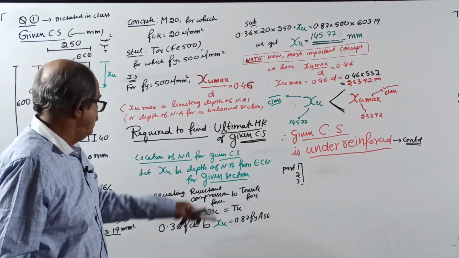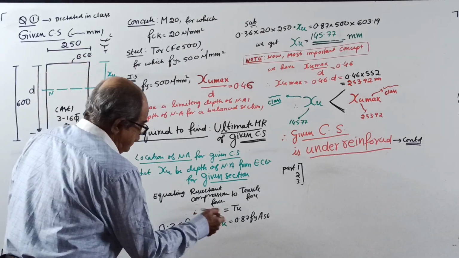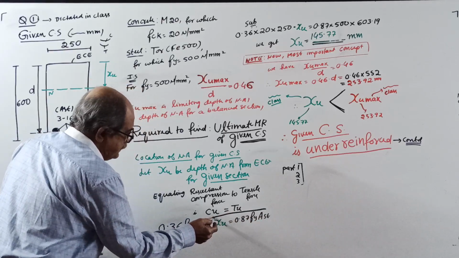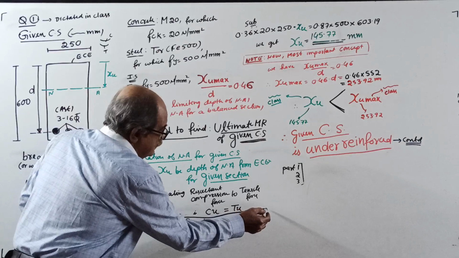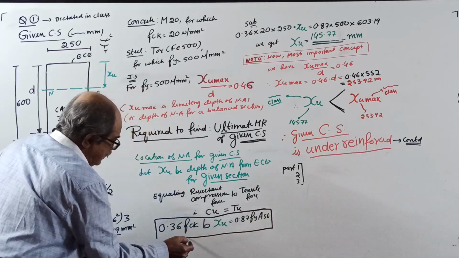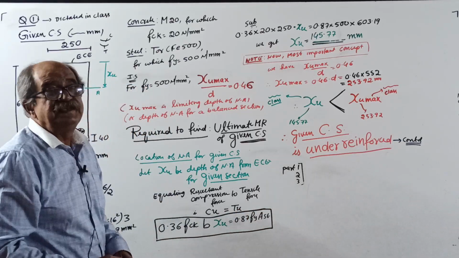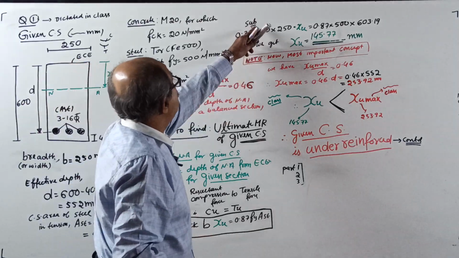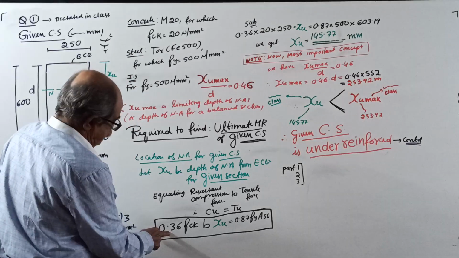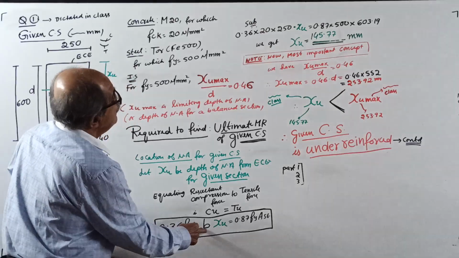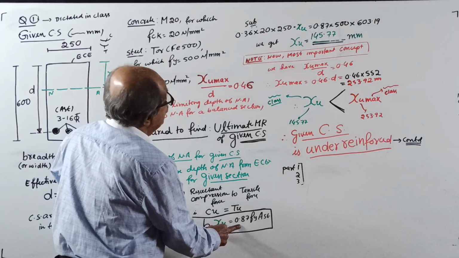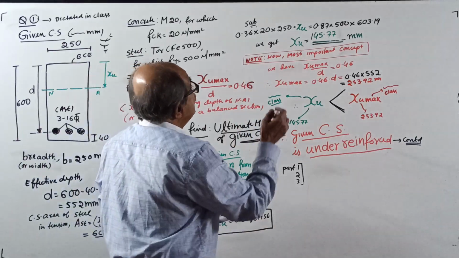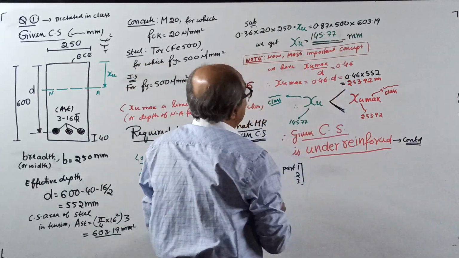into AST. This is the equation, not to be learned by heart. This is the equation to be used for locating the neutral axis for a singly reinforced rectangular section, remember. Substitute 0.36, fck 20, B 250, XU you are finding, 0.87, fy 500, AST 603.19, and you get XU equals 145.77 millimeter.